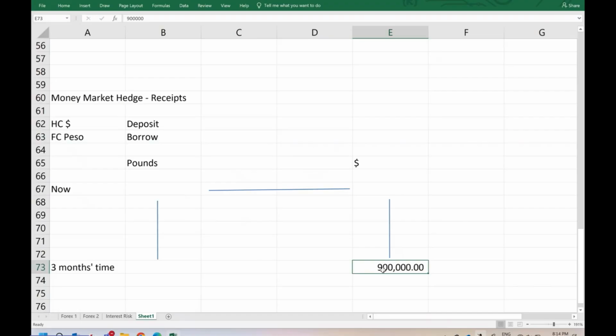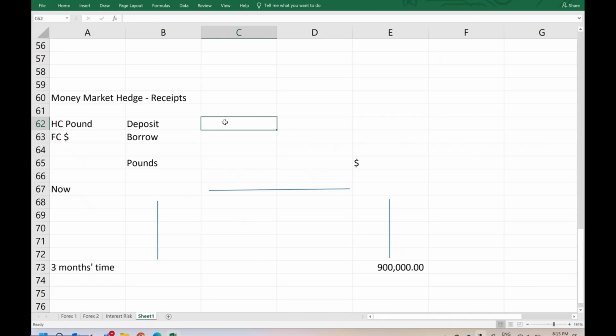So we will borrow the present value of $900,000 today, not the $900,000 itself, and we exchange it into home currency today. When the time comes after 6 months, the money that we borrow plus interest will be exactly equal to the 900,000 that we have to pay. The money we receive, we use for the payment. That's it. Pound is my home currency and dollar is my foreign currency.